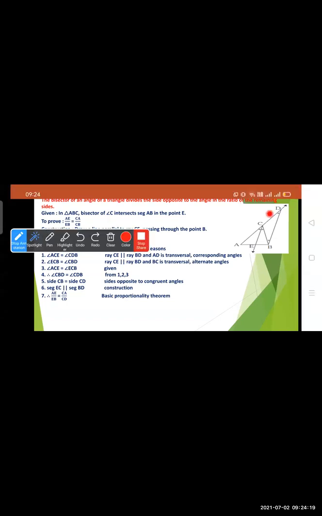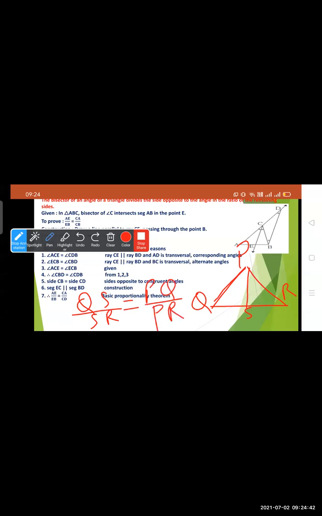Okay, again I explain this one. See students, it is the triangle PQR and this one is the angle bisector, and this one is S. So PS is the bisector of the angle P. Then we apply the BPT condition here. Here we write QS by SR is equal to PQ by PR. Simple. It's very simple.